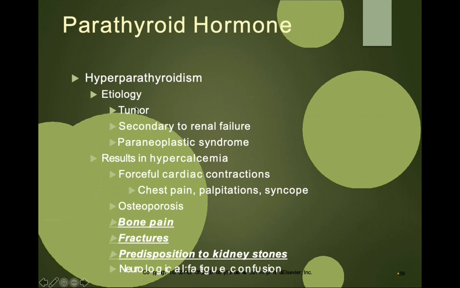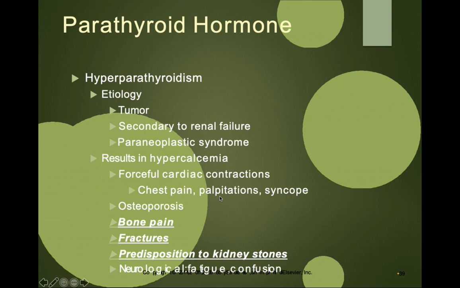And this could be a result of a tumor, it could be secondary to kidney failure, or a paraneoplastic syndrome, some sort of tumor that's creating and promoting PTH production. So as a result of having too much calcium, you can have increased contractions of the heart, creating palpitations, chest pain, syncope, which could be fainting.